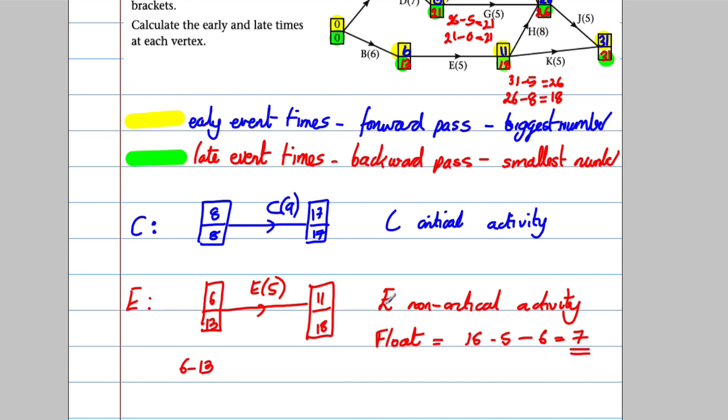And the way I make that float understood to myself: I can get here at 6, so I could leave here at 6. It's 5 long, so that would take me to 11, but as long as I left here before 18, I'm fine. So I've got a slack of 18, take away 5, take away 6. Okay, so this number, take away this number, take away this number, will give me the float. That's the spare time I have without delaying the project.